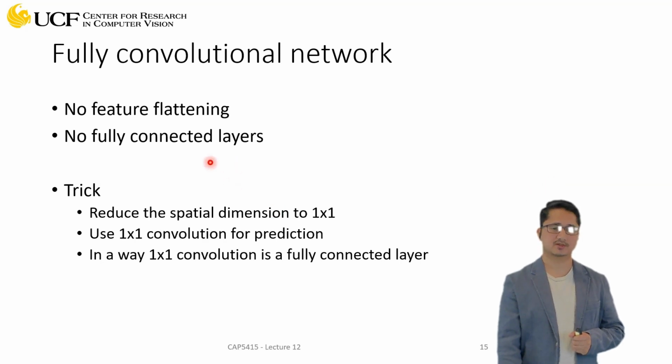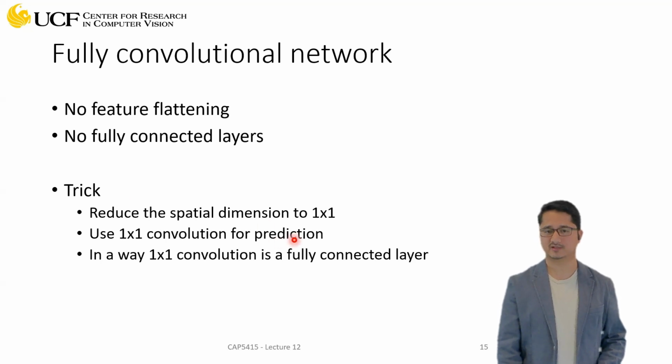So let's try to understand how this can be done, and it's a very simple trick actually. And later on, you will be thinking, do we really need this? And again, it's debatable, and of course, there are a lot of different use cases. So the trick is, you just reduce your spatial dimension to 1 cross 1.